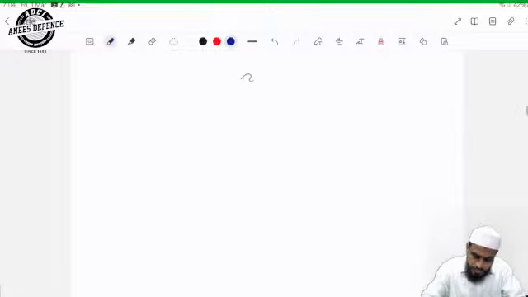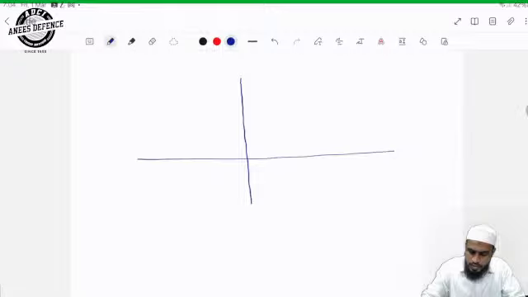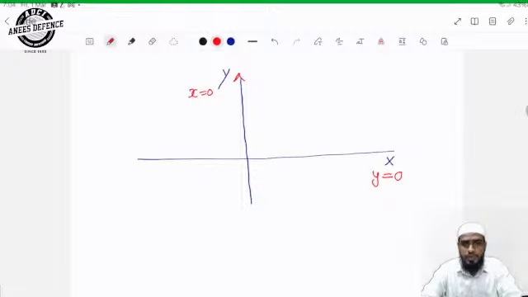Here you can see one graph. This is our x-axis, this is y-axis. We should know what is the equation of x-axis. X-axis is also a line, therefore the equation is y equal to 0. Y-axis is also a line, therefore x is equal to 0.